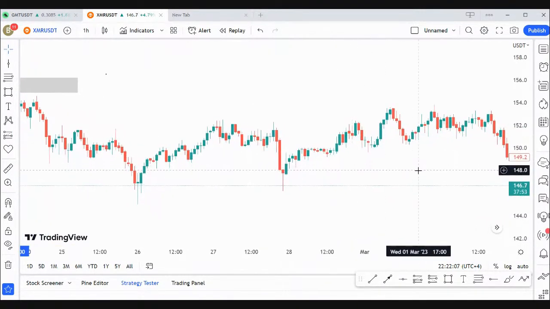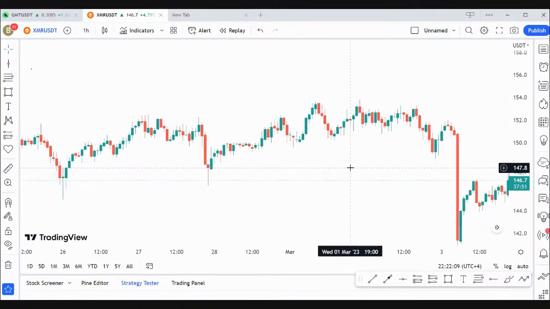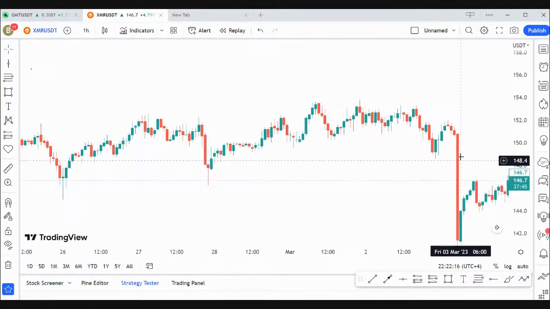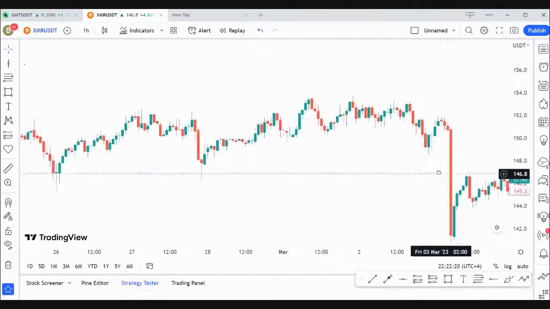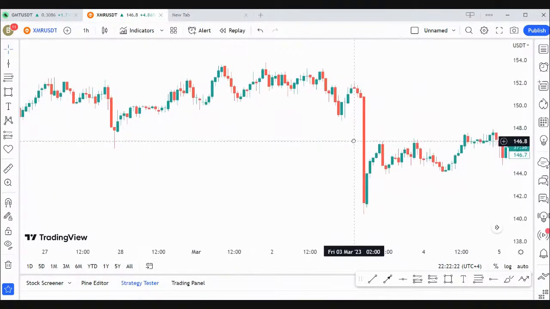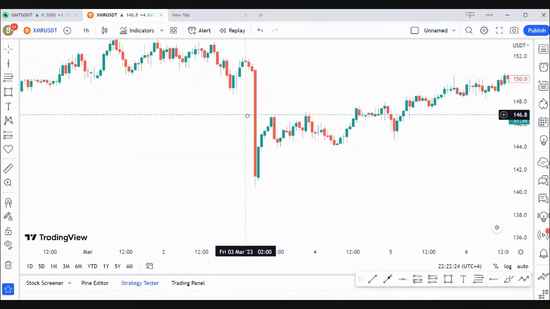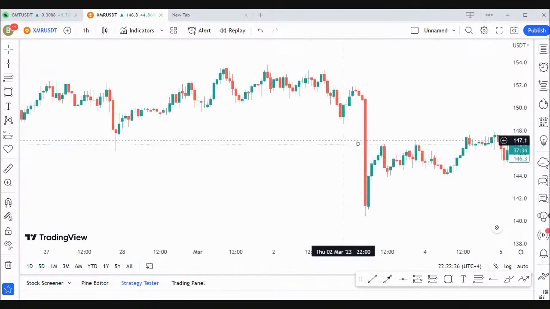So the same thing happens when we see the kind of sell that happens. All these things are imbalances, and price does come back to fill it up before making another sell.